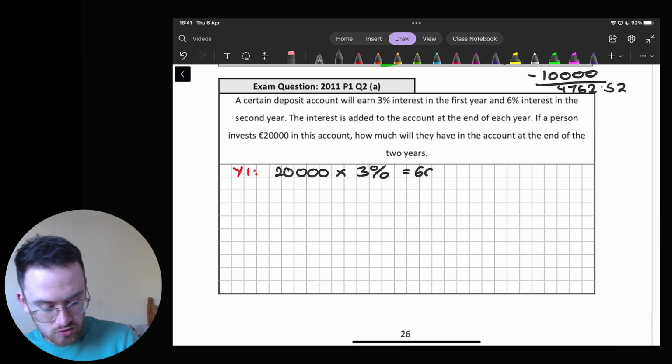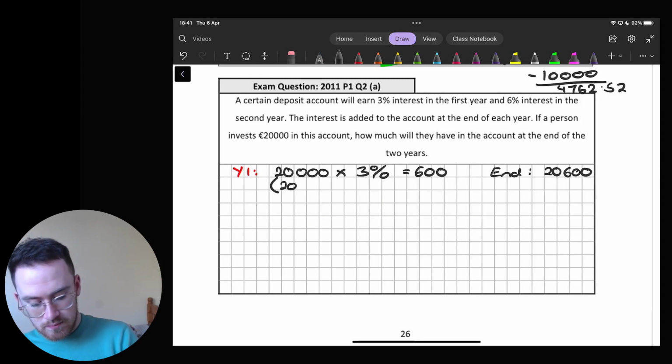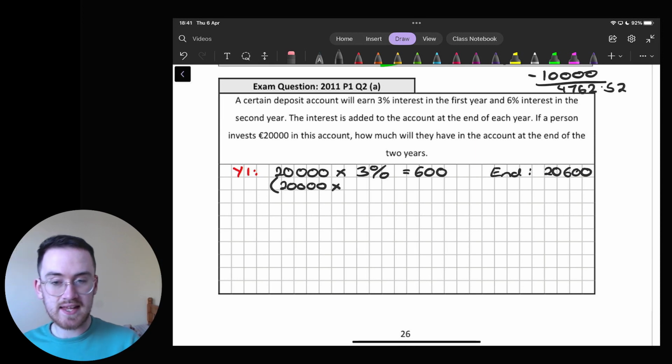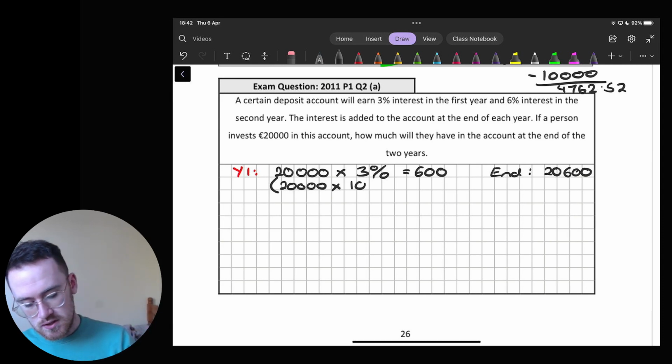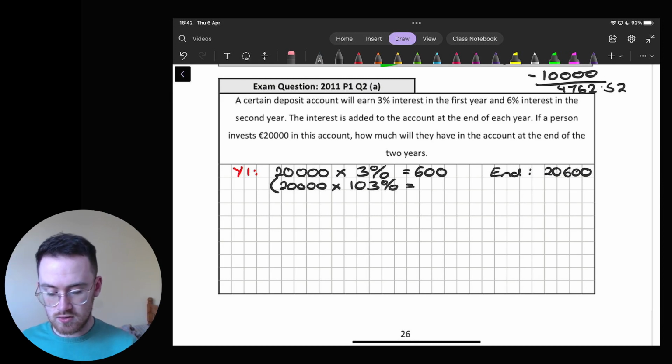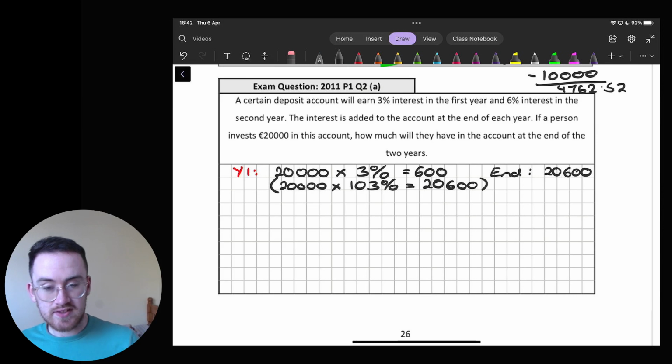And that gives me 600 euros. So at the end of that first year, I have a grand total of 20,600. Now, the other way we could do this, because we want to know how much we're going to have at the end of each year, we could say, well, I'm going to have what I started with plus my interest, which is 3%. So that gives me a total of 103%, kind of like we did before with those percentage increases. And that just will quickly jump me to what I have at the end, which is 20,600.